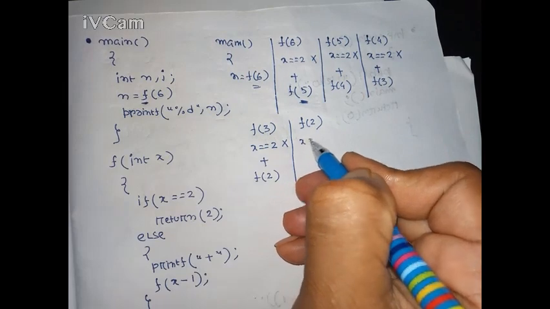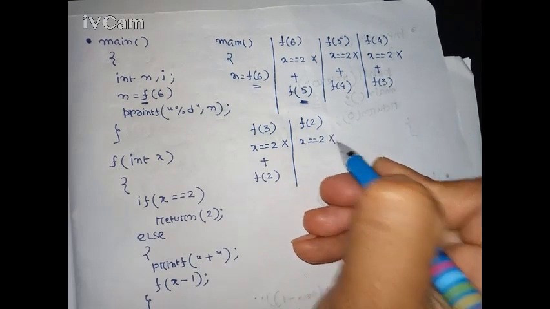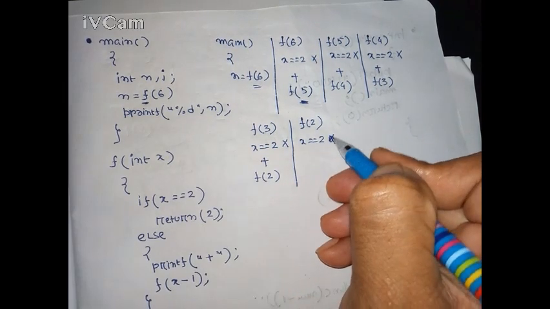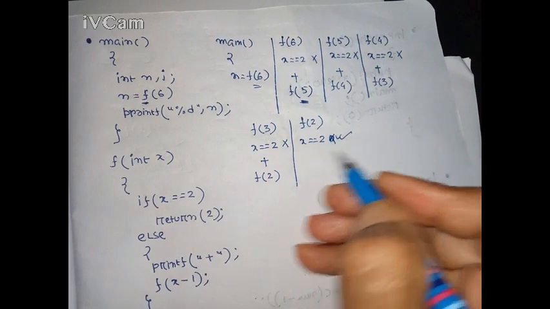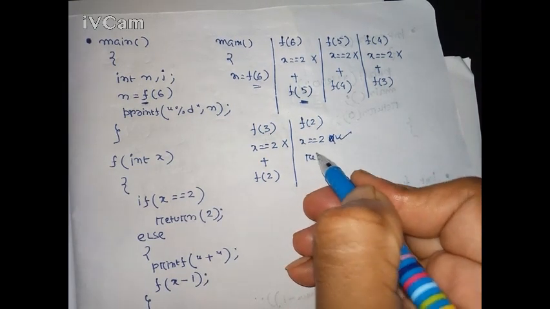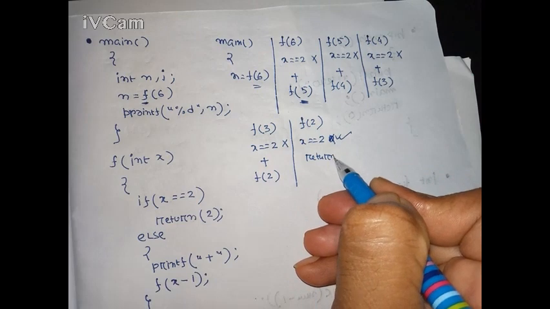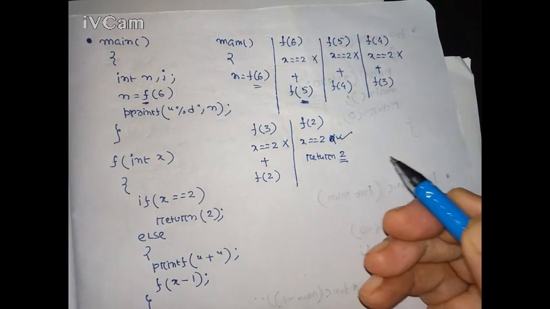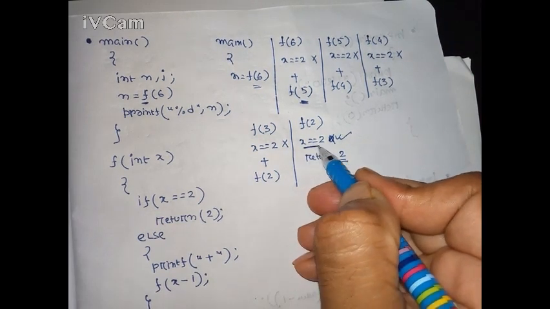f(2), x equal to 2, the answer is no. Yes, sorry, the answer is yes here. Now look at this. The first time it will return 2, because we made the base condition.